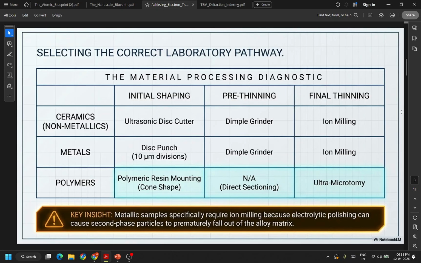So first we use initial shaping, which is a disc cutter or a disc punch. Then we use a dimple grinder for thinning, and then ion beam milling for final. So we just said that for metallic samples we use electrolytic polishing, but in some cases metallic samples require ion milling because electrolytic polishing can cause second phase particles to prematurely fall out of the alloy matrix.